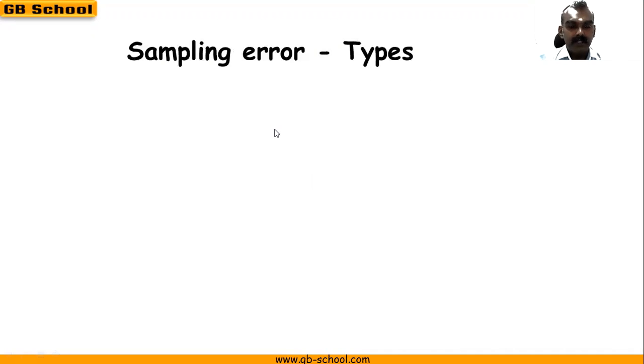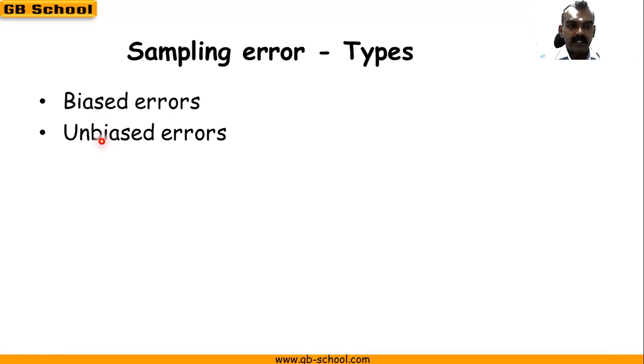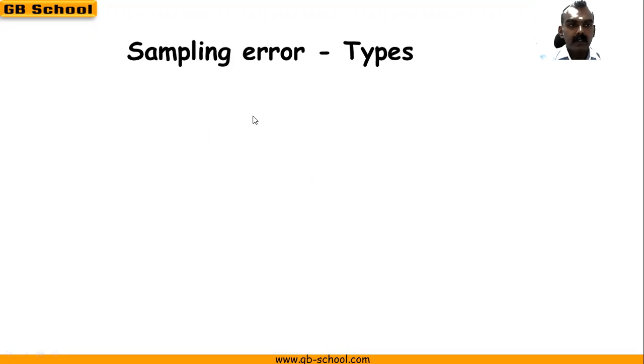Types of sampling error. There are mainly two types. One is called biased error. Second is called unbiased errors. What do you mean by biased errors? The word itself says it is biased. Knowingly, the researcher makes some mistakes.